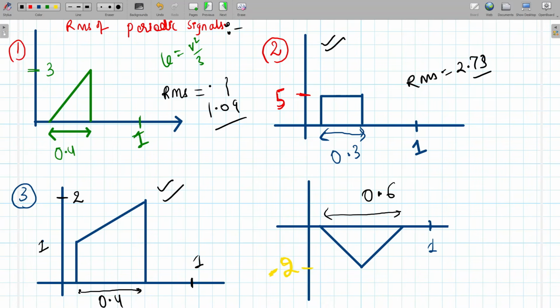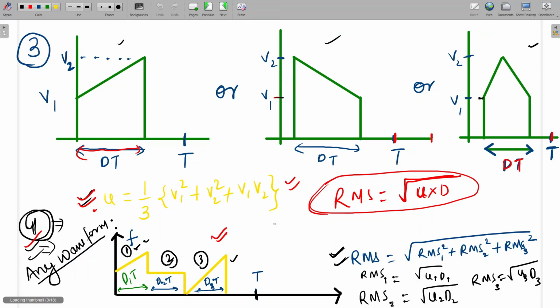What is the formula? V1 square U is equal to 1 by 3, V1 square plus V2 square plus V1 V2. Here 2 V1 V2 is not there. You have to memorize one thing. Sorry, this is not 2 V1 V2. Okay, sir, got it.